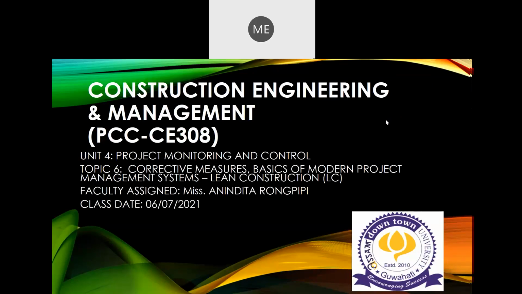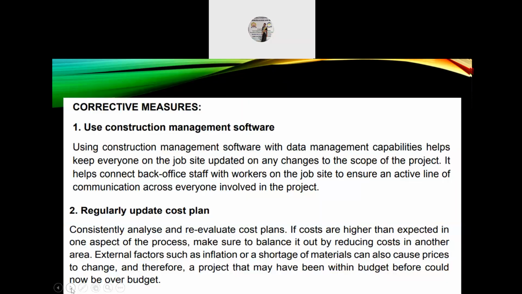So, good morning, students. We'll start our topic number 6 of Unit 4, which is Corrective Measures, Basics of Modern Project Management Systems, that is lean construction, that is LC. The first topic is corrective measures. So, the first corrective measure is using the construction management software.